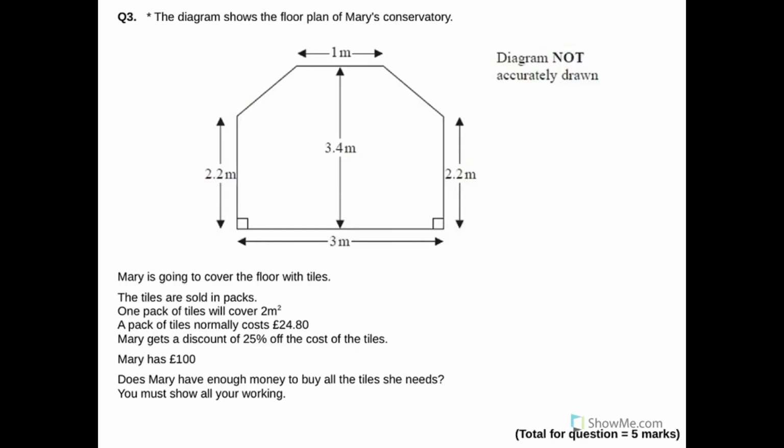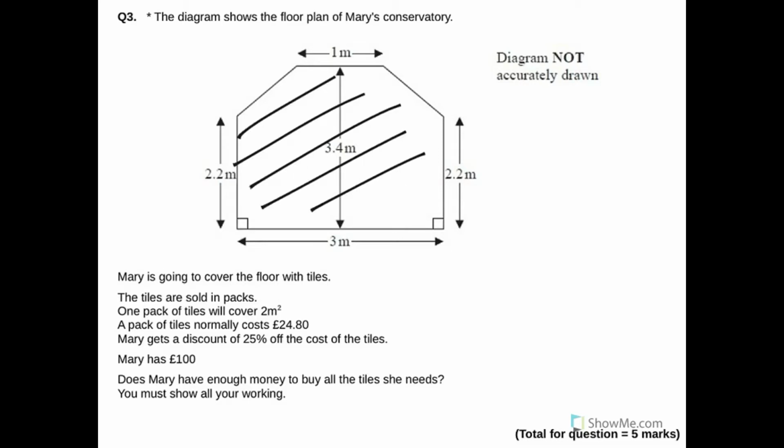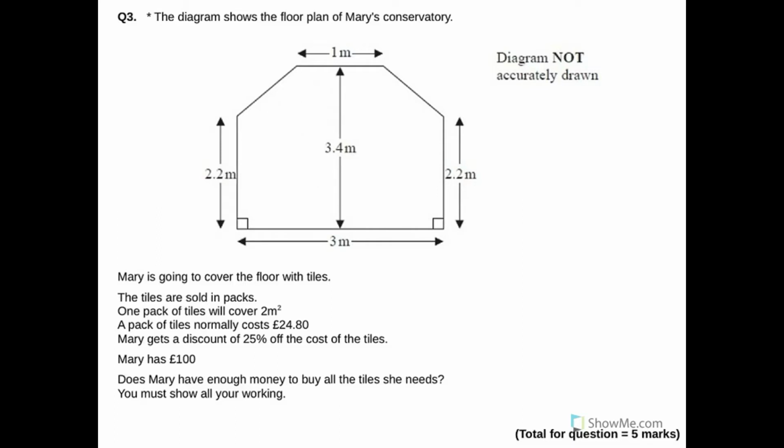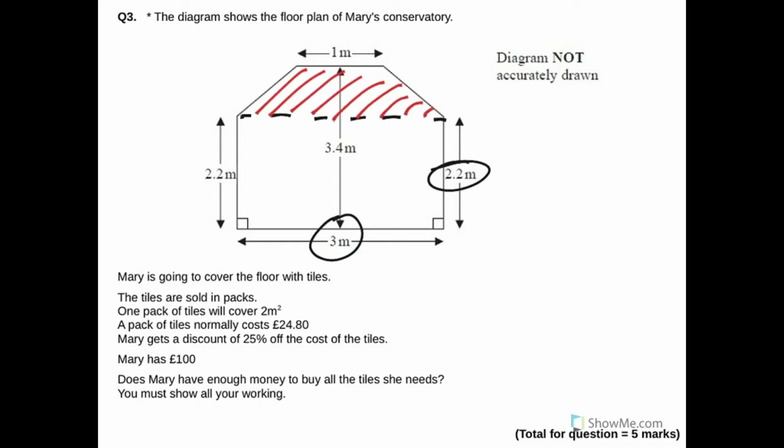It's all about area, this question. It says that a pack of tiles covers 2 square metres, so I need to work out how many 2 square metres there will be in this shape here, which means I need to work out the area of that shape there. Now, you can split this shape up in a variety of ways, but I'm tempted to go across there to give me a 3 by 2.2 rectangle. But more importantly, this shape that I'm colouring in here, this trapezium here, I'll also need to work out the area of.